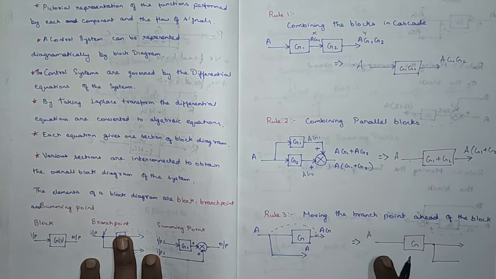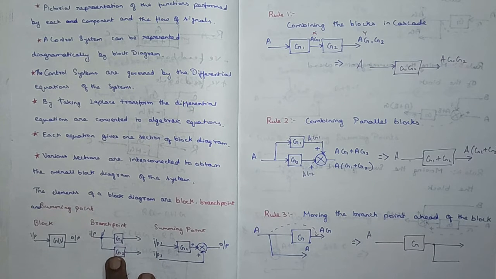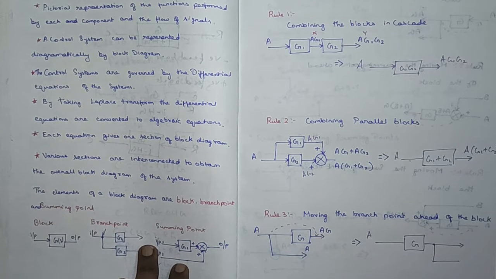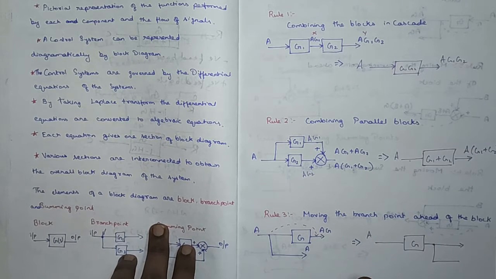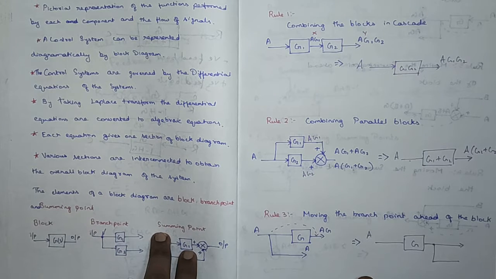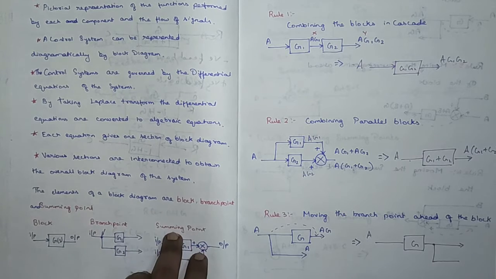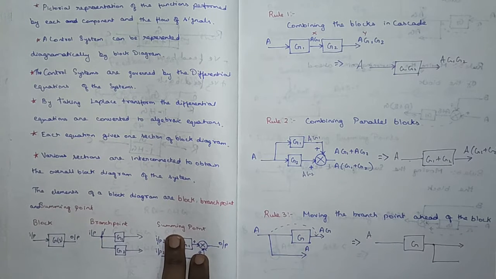Now after moving the branch point ahead of the block, we are supposed to get the same output. Only then are the outputs the same. So we are supposed to give a compensation to consolidate the output. So rule number 3, moving the branch point ahead of the block.